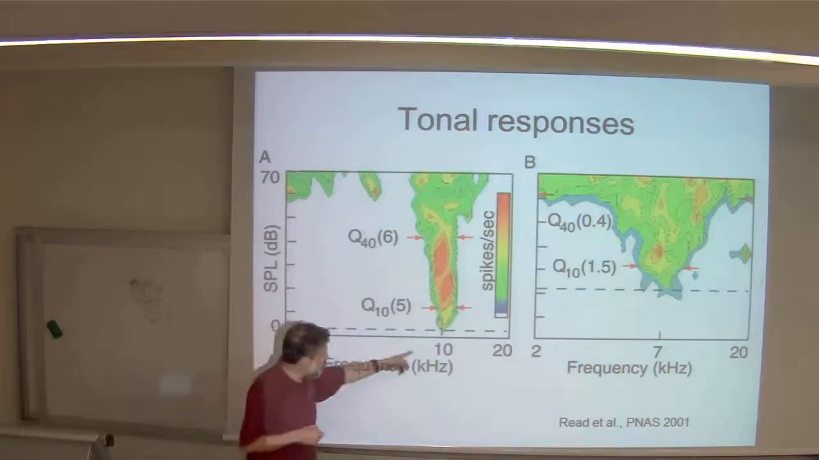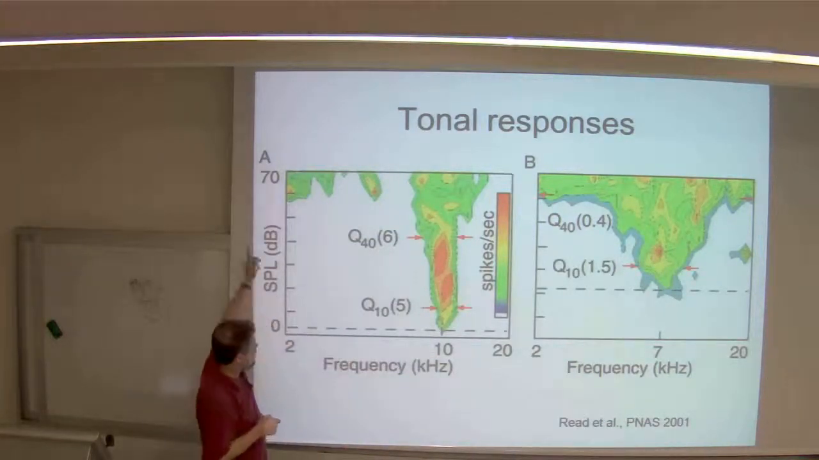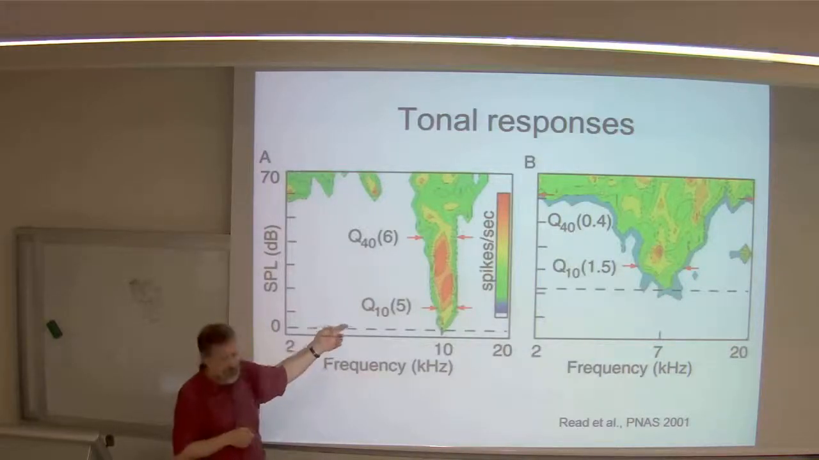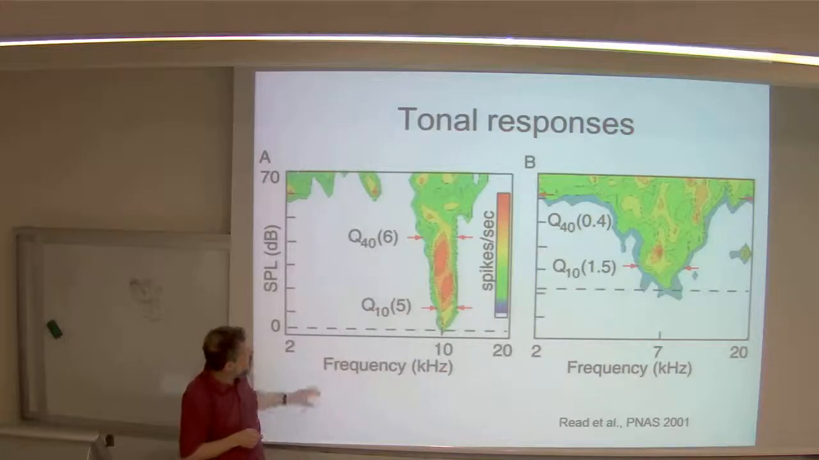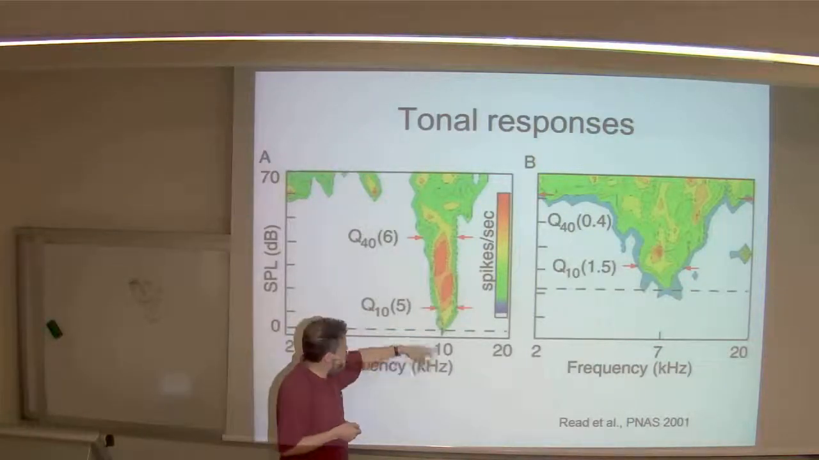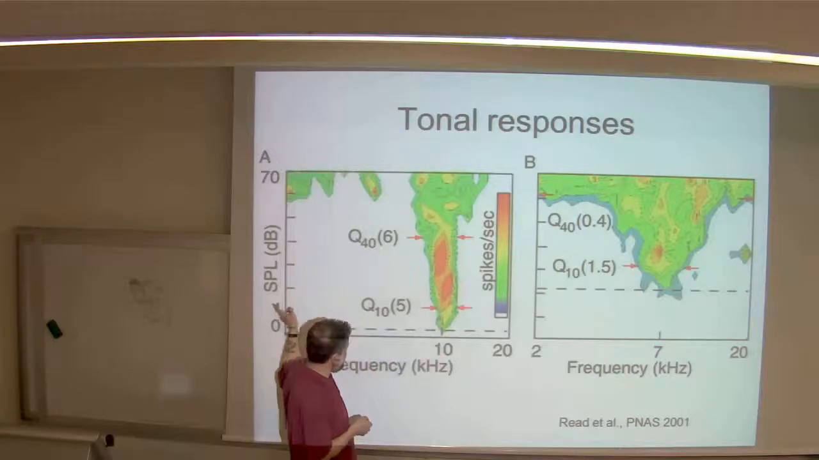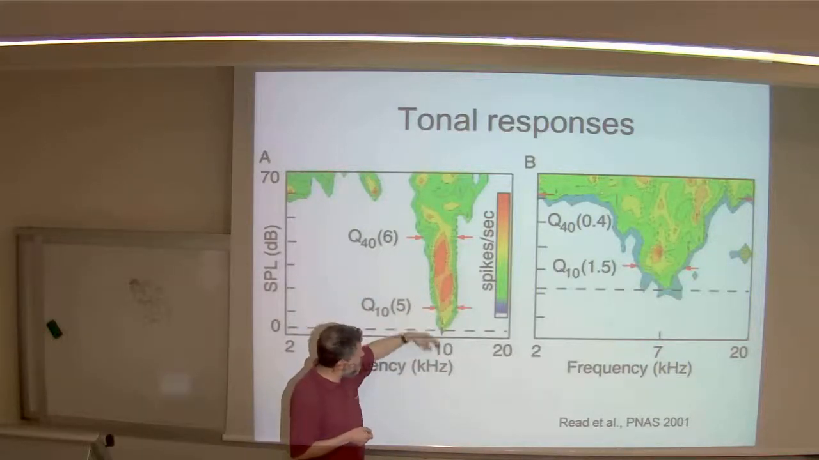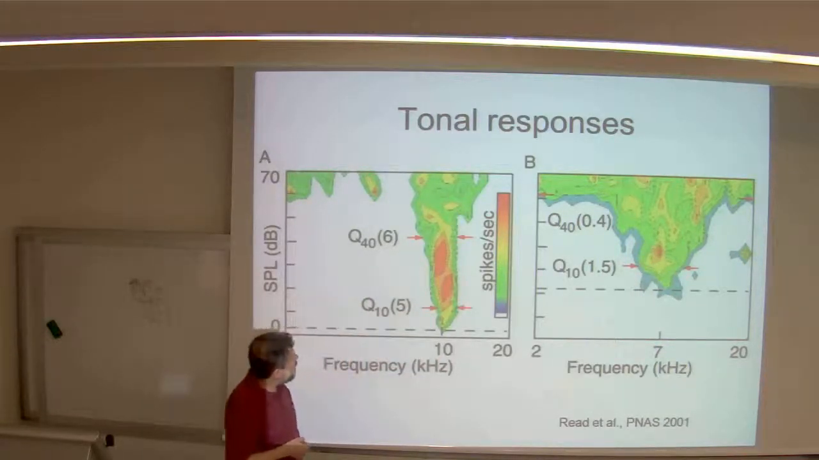This is frequency, this is sound level, and here instead of showing the spikes, what you see is a color representation of the responses. Okay, so white means that the response was not significantly different from spontaneous activity. And at each point where you had a significant response to a tone at a certain level, you have this color that represents the response.